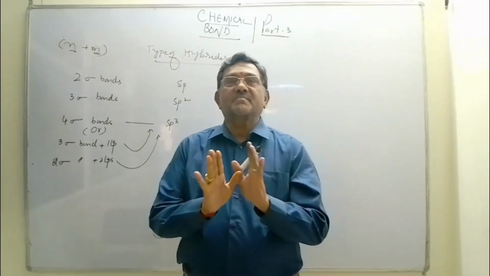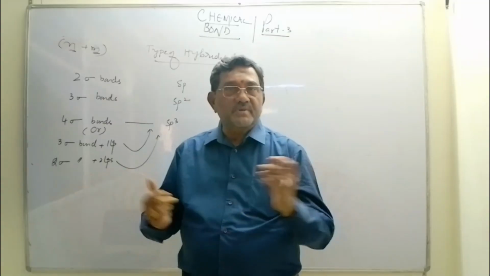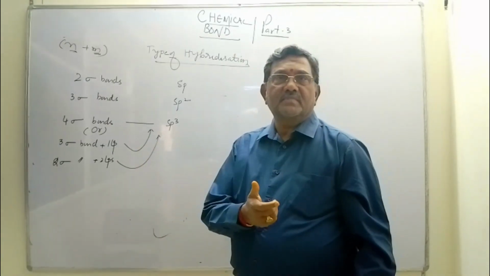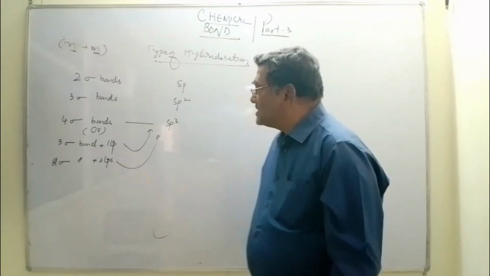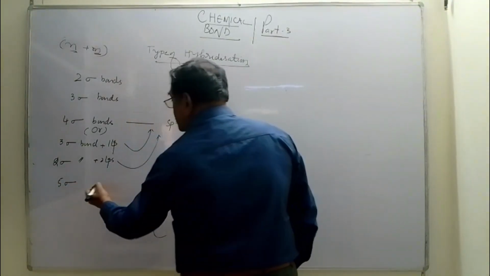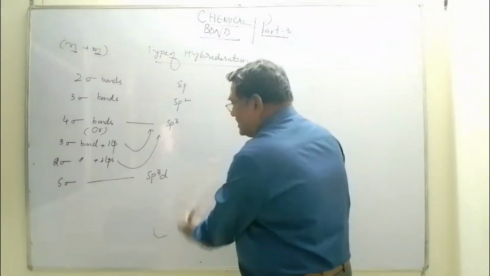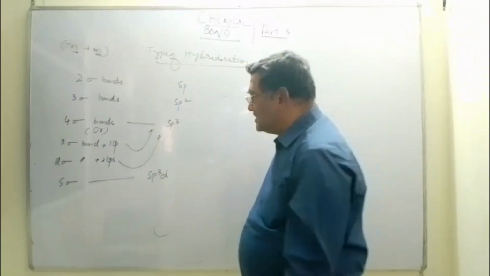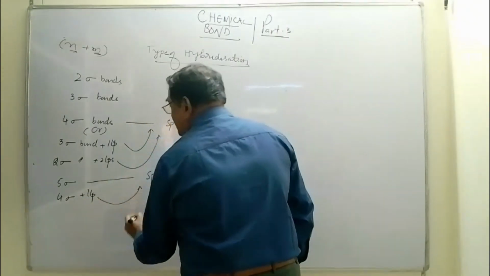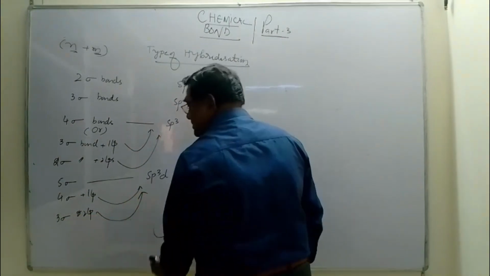But children, the shape is going to differ as the number of lone pairs changes. That shape is also going to change. For this, we know a beautiful example pretty well from our basics. So this is one, and after that we are doing 5 sigma bonds. That's going to give us sp³d hybridization, or else 4 sigma plus 1 lone pair also gives the same. And 3 sigma and 2 lone pairs also gives the same sp³d.